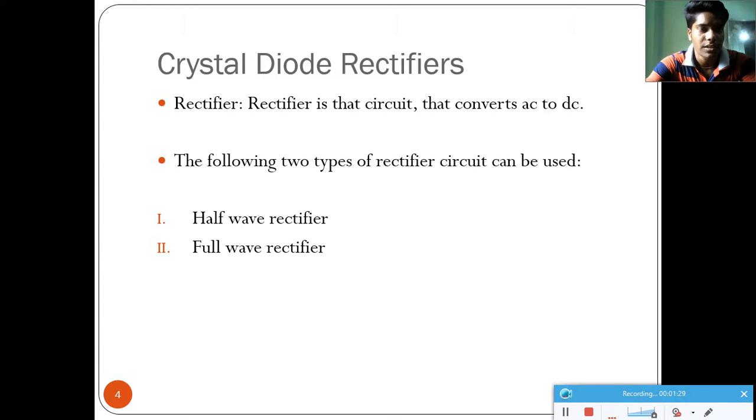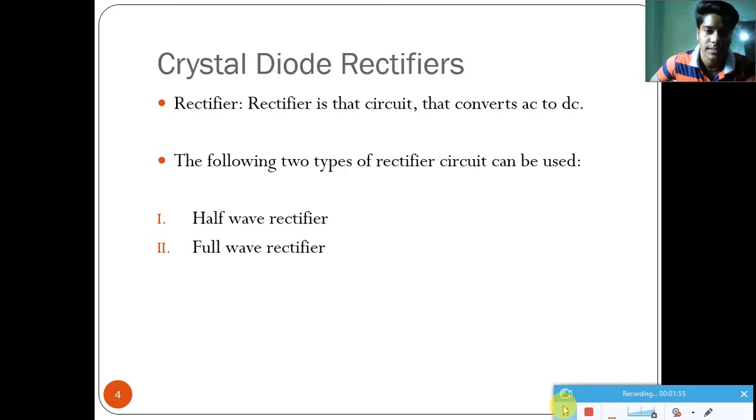So let's come to the rectifier circuit. Actually, what is a rectifier circuit? A rectifier circuit is a circuit which converts an AC signal to a DC signal, pure DC voltage. Two types of rectifier circuit can be used: one is the half wave rectifier, and the other is the full wave rectifier. So let me give you one live example of a rectifier circuit.